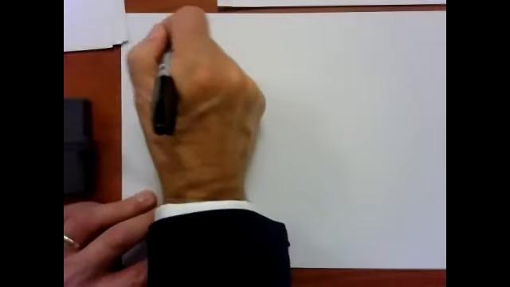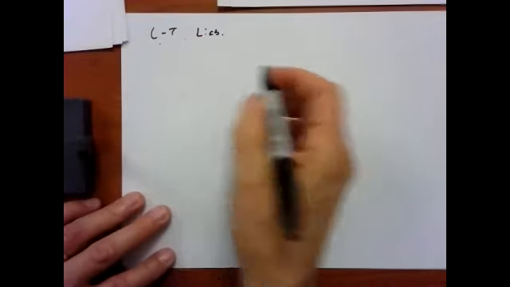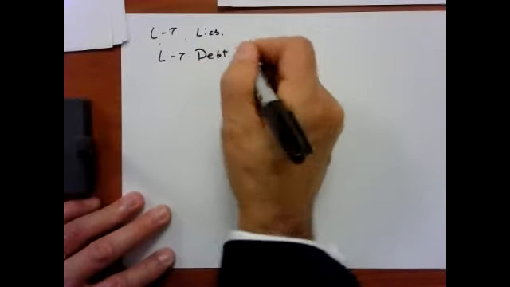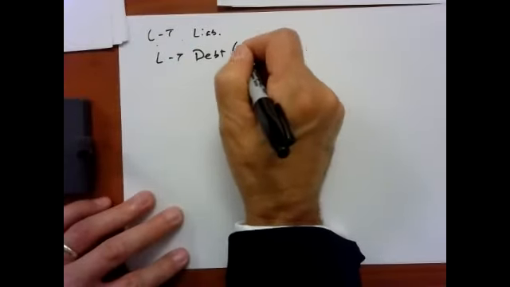Now we're into long-term liabilities. So we had current liabilities, and long-term liabilities. So we have long-term debt, long-term portion.